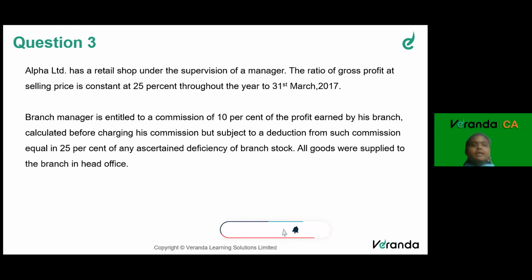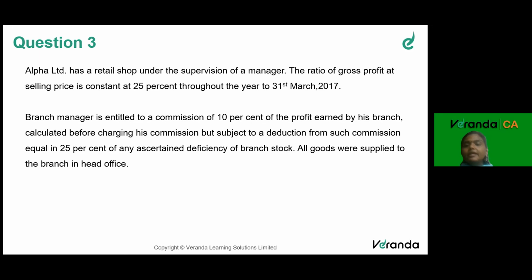Who's the manager? Under the supervision of a manager, now this manager is entitled to a commission of 10% of the profit earned by his branch. So in order to boost up sales, the branch managers will be given commission, apart from their salary. What is the commission rate? Commission is calculated at 10% of the profit that the branch makes before charging this commission. How do you generally get profit?